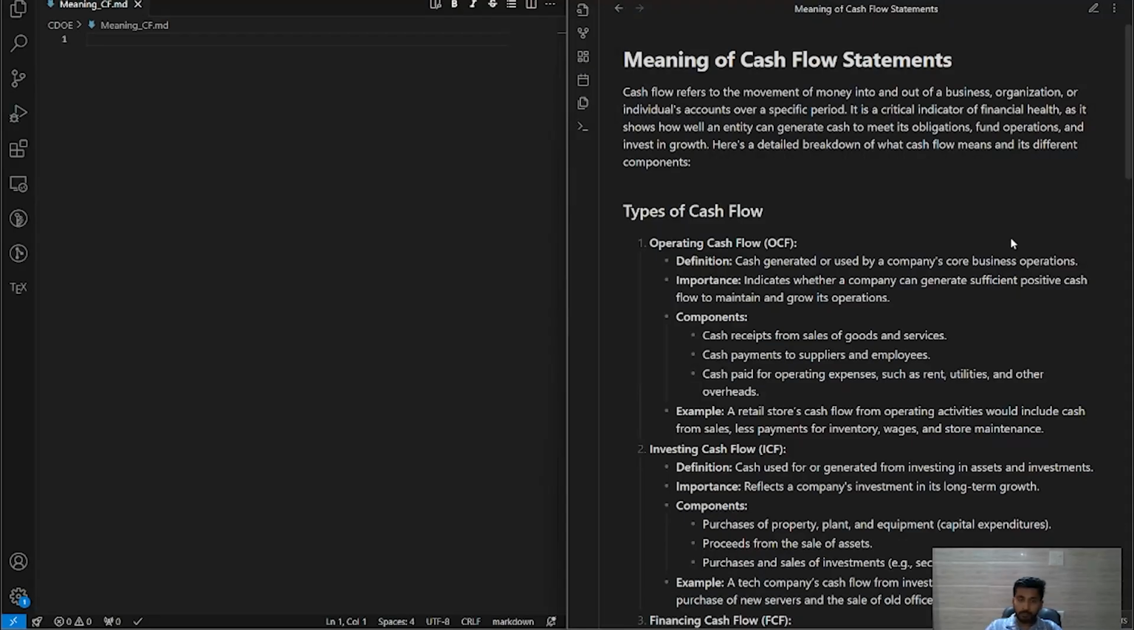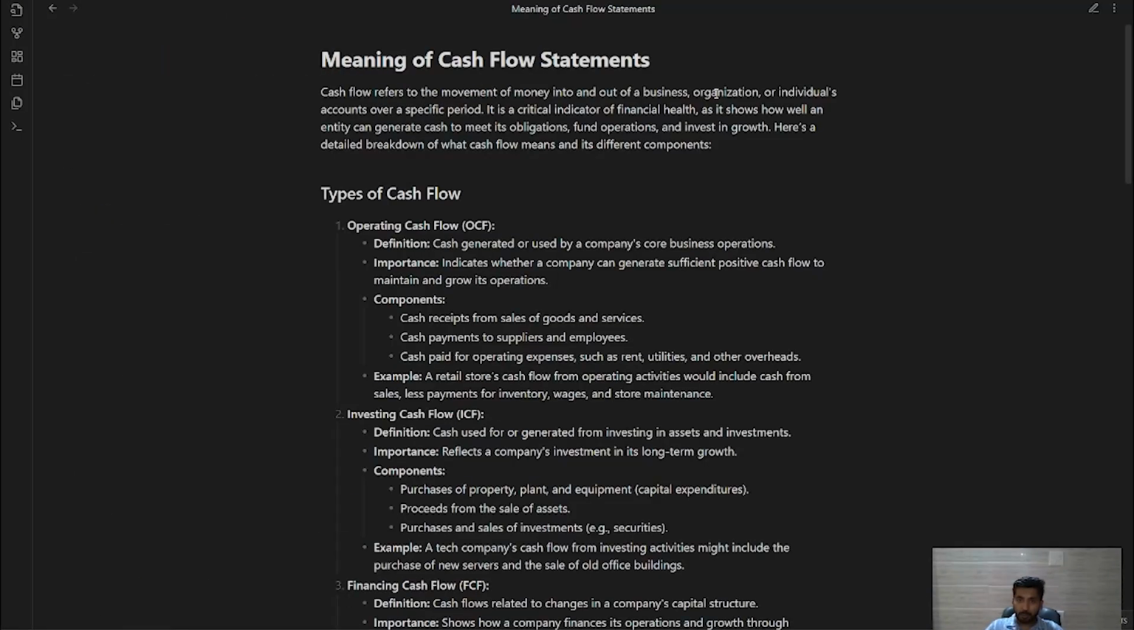In this video, we will be discussing the basic meaning of cash flow and the cash flow statement. Cash flow refers to the movement of money into and out of business organizations or individuals' accounts over a specific period. It is a critical indicator of financial health, as it shows how well an entity can generate cash to meet its obligations, fund operations, and invest in growth. Here is a detailed breakdown of what cash flow means and its different components.